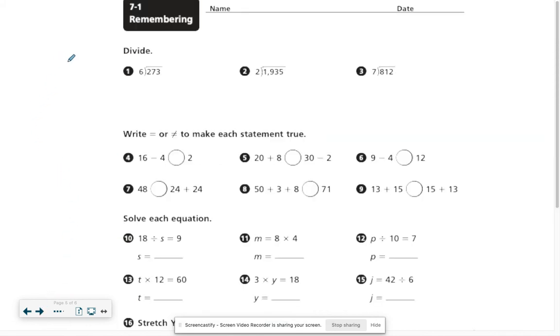On your remembering today, the top portion comes from Unit 3, Division. Make sure you show your work. Numbers 4 through 9 and 10 through 15 all come from Unit 4. Again, making sure you show your proof. What is 16 minus 4? I want to see it.